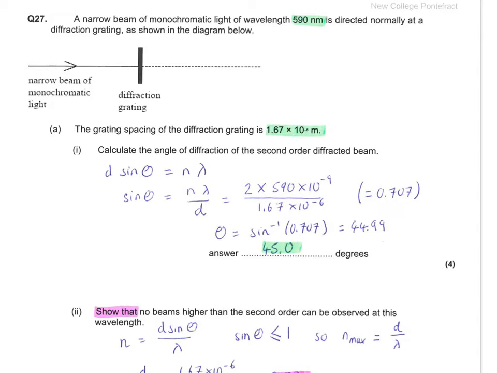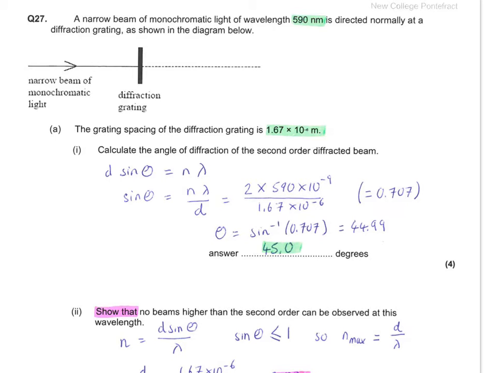The grating spacing corresponds to the lowercase letter d in the diffraction grating equation, and we have sometimes called it the line spacing. We're asked to calculate the angle of diffraction for the second order beam. So, using the diffraction grating equation, we can rearrange it to give an expression for the diffraction angle.